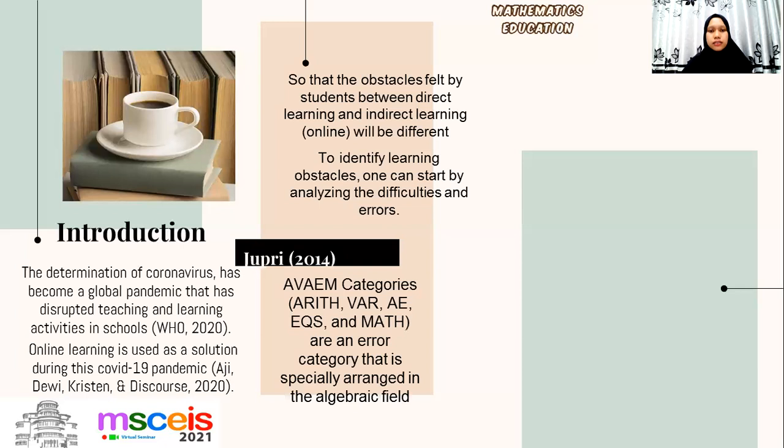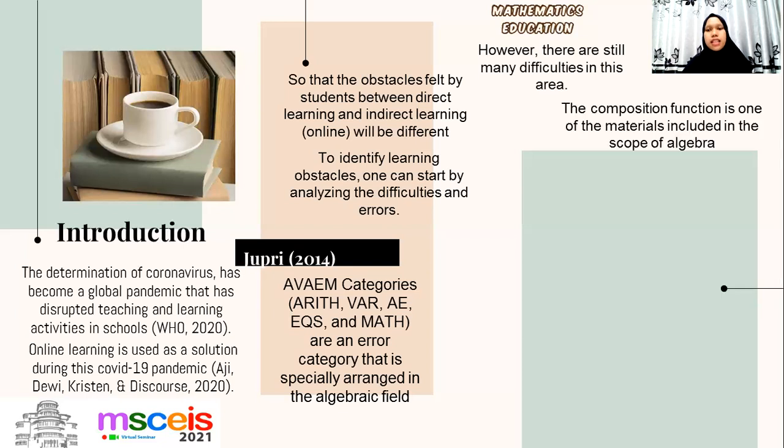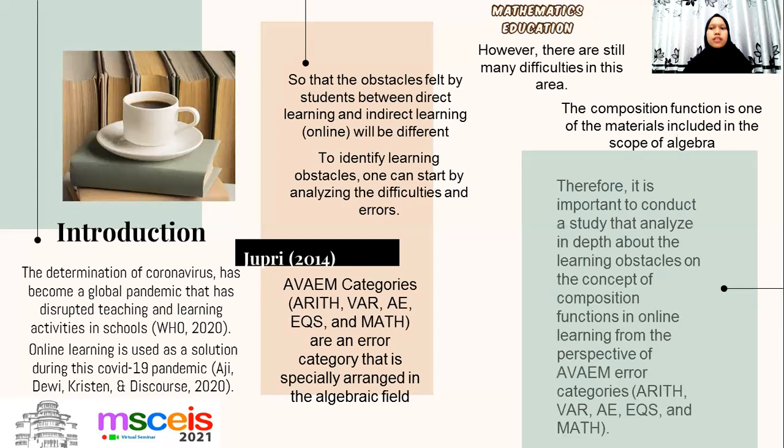ABS categories, that is ARIT, FAR, AE, EQS, and Math, are error categories that are specially arranged in the algebraic field. However, there are still many difficulties in this area. The composition function is one of the materials included in the scope of algebra. Therefore, it is important to conduct a study that analyzes in depth the learning obstacle and the concept of composition function in online learning from the perspective of ABS error categories.